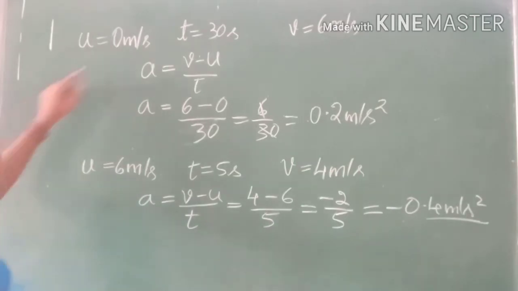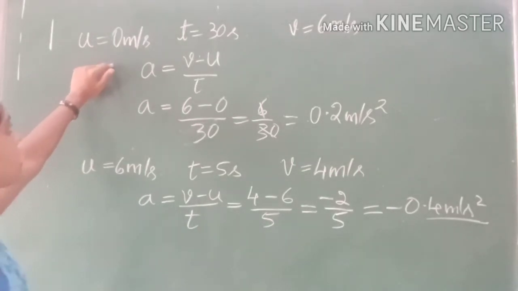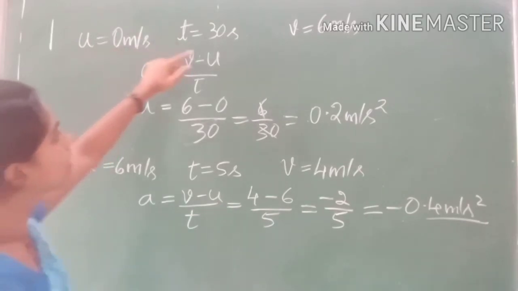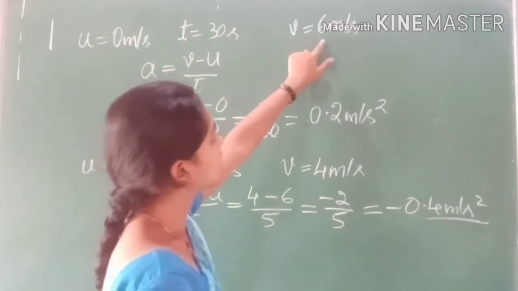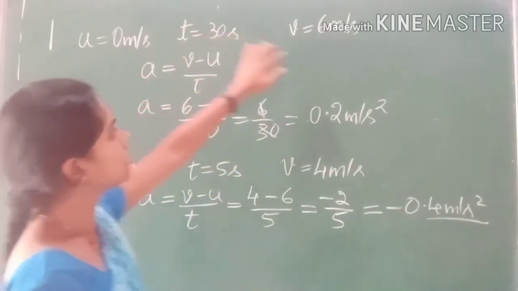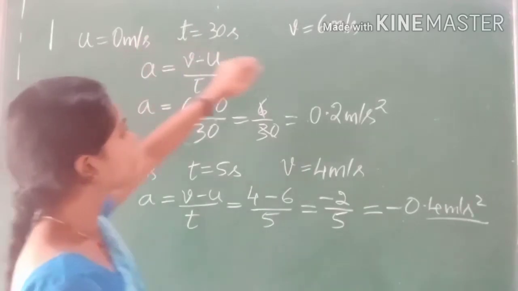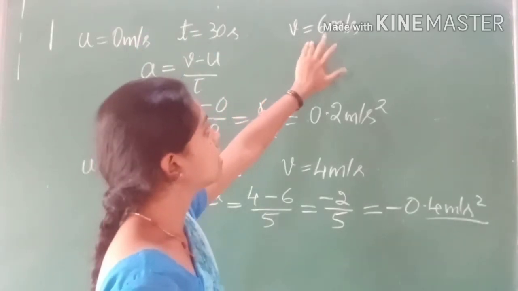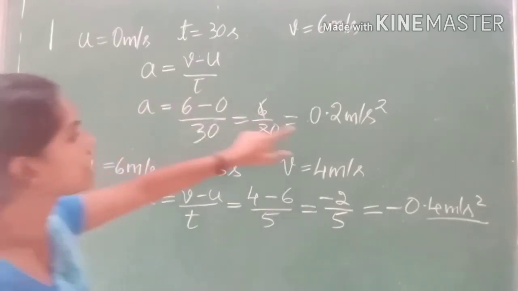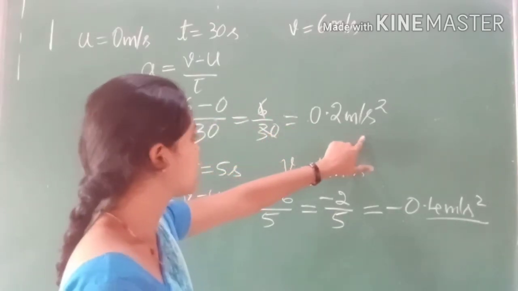Here in the beginning the initial velocity is 0 and he pedals and he attains a velocity of 6 meter per second in 30 seconds. So in 30 seconds the initial velocity is 0 and the final velocity he attained is 6 meter per second. So at that time the acceleration will become 0.2 meter per second square.